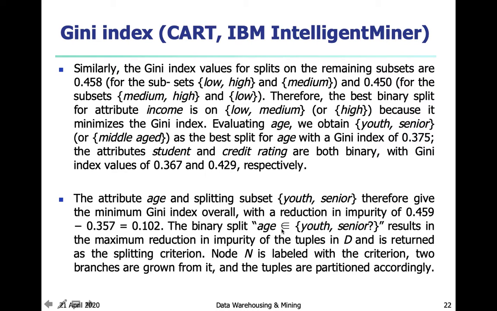Therefore, the binary split on age results in the maximum reduction in impurity of the tuples in D and is returned as the splitting criteria. By using the Gini index also, you can see that age is considered as the best splitting criteria.